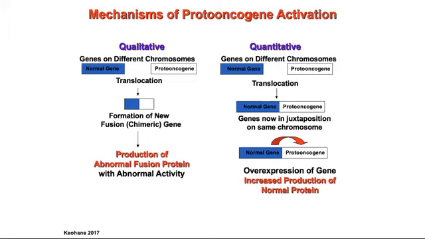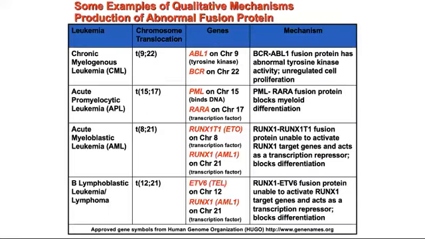Here in this slide are some examples of qualitative mechanisms in the activation of proto-oncogenes. Due to these translocations, there is production of an abnormal fusion protein. So let's take a look at the first type of leukemia, CML, chronic myelogenous leukemia. The translocation involved here is the 9;22 translocation, designated as t(9;22).